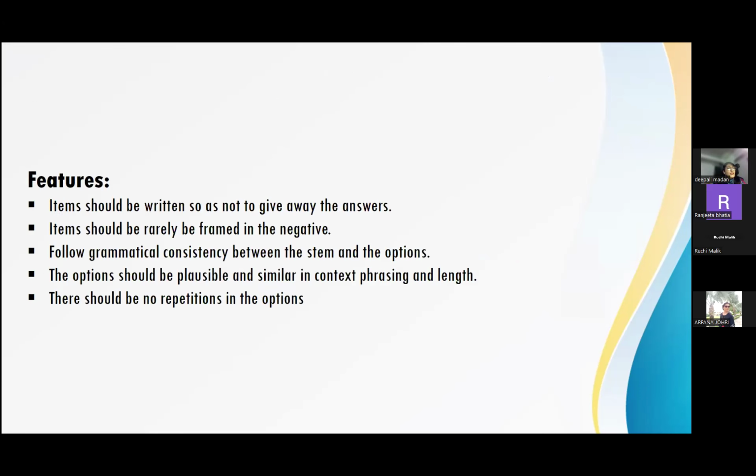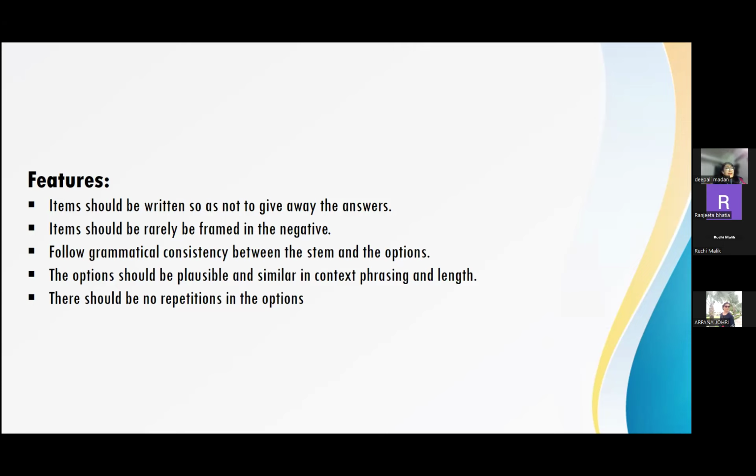So the features that we have to keep in mind or take care of are that the items should be written in a manner that they don't give away the answer. Sometimes by mistake, we include certain words, some of which are there in the question statement itself, which give a very clear clue to the student that this is going to be the answer. Secondly, the items should rarely be framed in negative, which we have already discussed. We should avoid the use of not, no negatives.